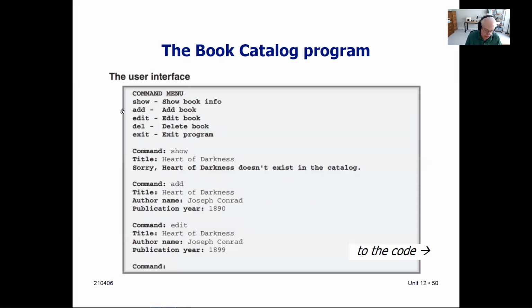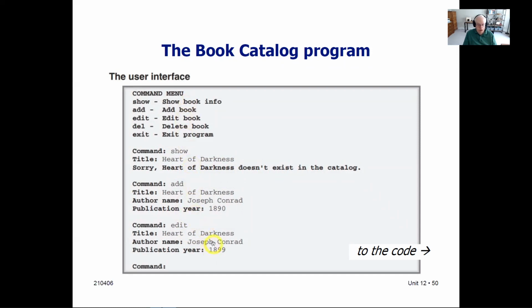Instead of view, we're using the word show here, and show will show the title that we enter. This is what we enter here, and it tells us Heart of Darkness is not in our catalog, so we can add it. We add the title, the author, and the year. We can edit it and make changes. So this is a useful little idea.